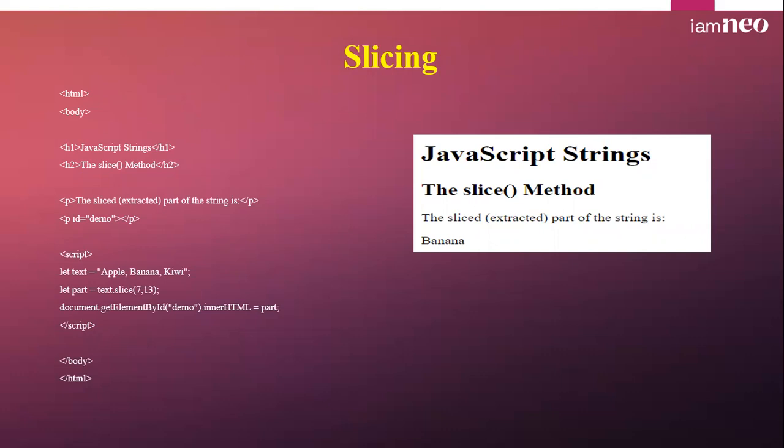So 0 will be A, 1 P, 2 P, 3 L, 4 E, 5, 6 empty space, 7 will be B, banana. So from the 7th position till the 13th position: B, A, N, A, N, A. 7 plus 6, 13. The 13th position will end with A. So only banana will get printed.